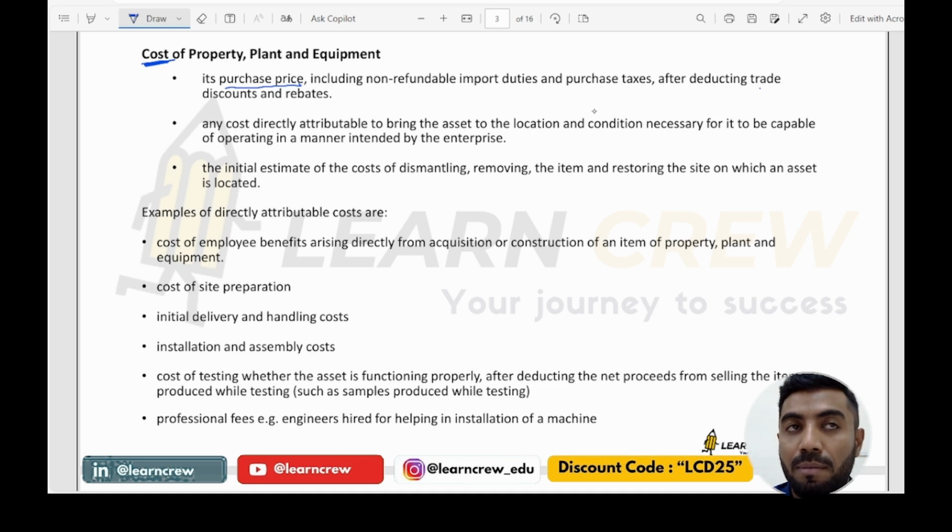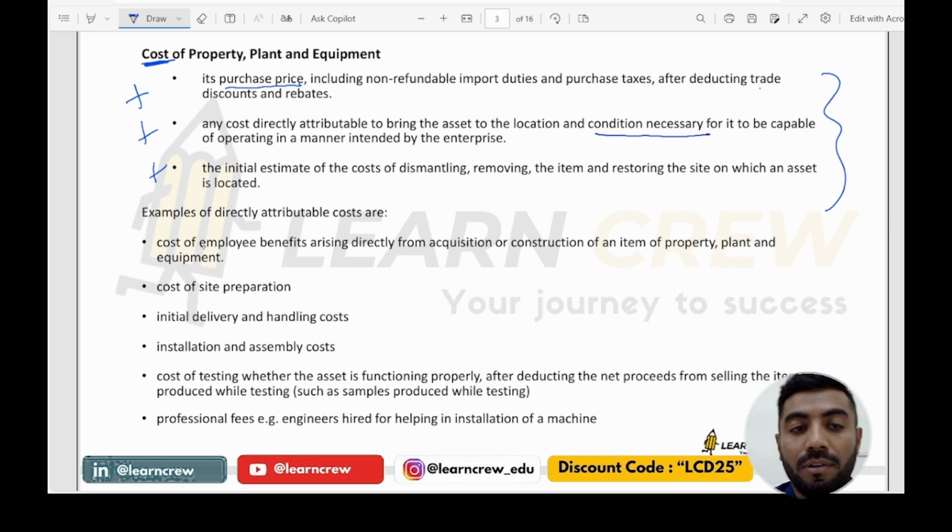Say, for example, if you're buying a plant in your office premises, you need to clear out some space, or you need to build a shed for that. So all of that to bring the asset to the location and the condition necessary for it to be capable of operating can be added to the cost of the property, plant. The initial estimate of the cost of dismantling, removing, installation charges, and if any other asset is being dismantled, removing that, clearing the space, all that is to be added. All of these will be added to the cost of an asset.